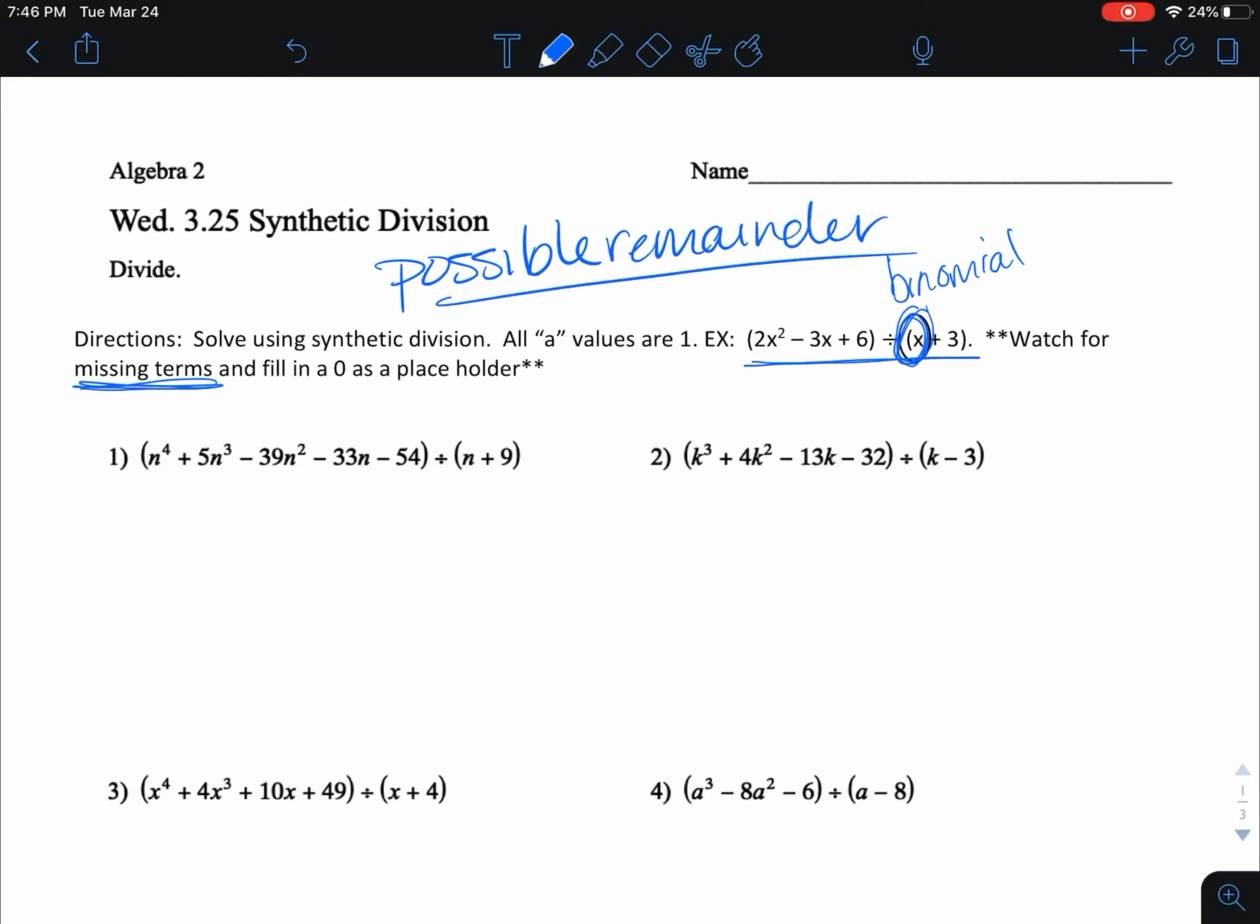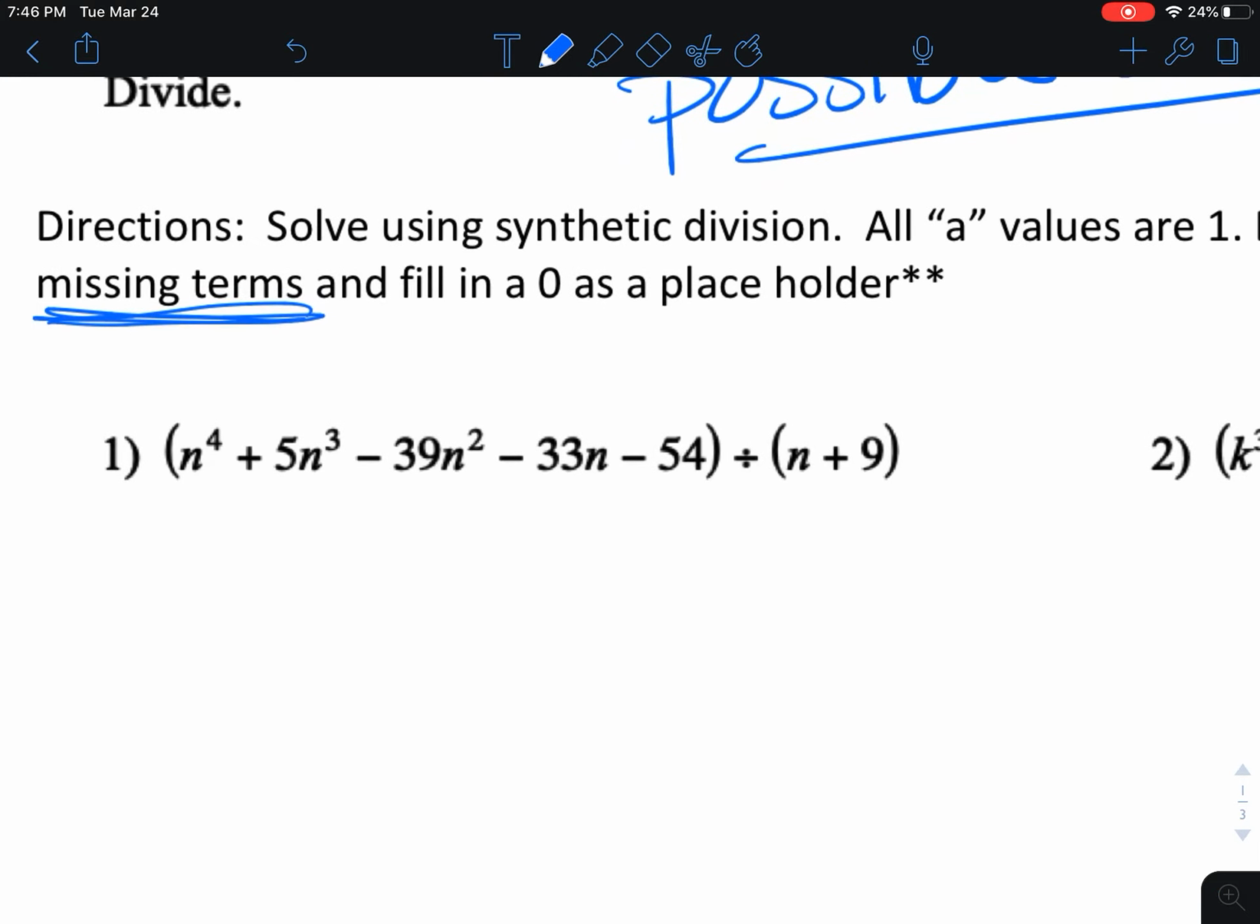Okay, so I'm going to do a few of these with you. Let me grab my notes. We're going to do number 1 first. The first thing I'm going to do is look at all of the exponents in what I'm dividing. We have 4, 3, 2, this is essentially 1, and then 0. So we have all of our terms, no missing terms whatsoever, so we don't have to worry about a placeholder. Also notice that our a value is 1, so we're good there. This one's going to be a pretty standard question like you did yesterday.